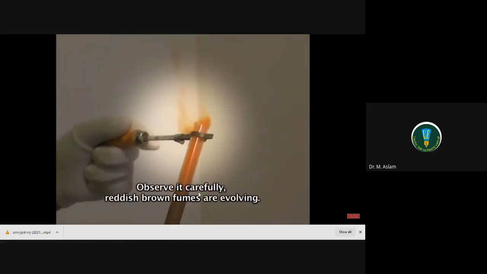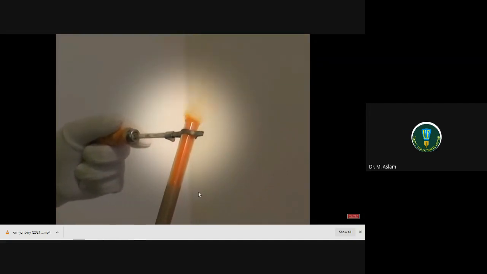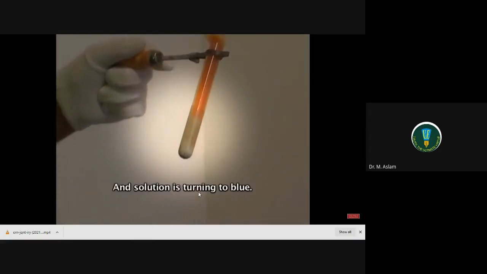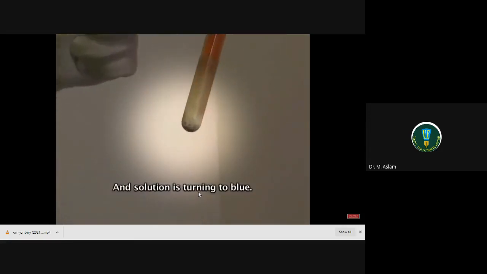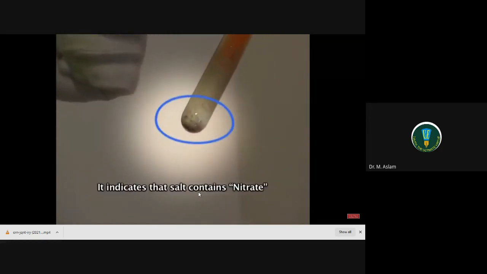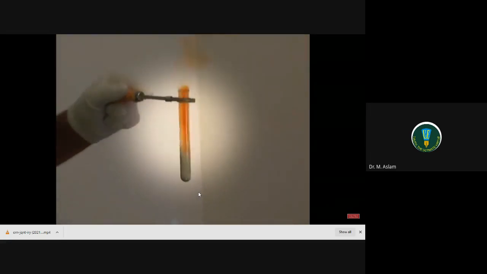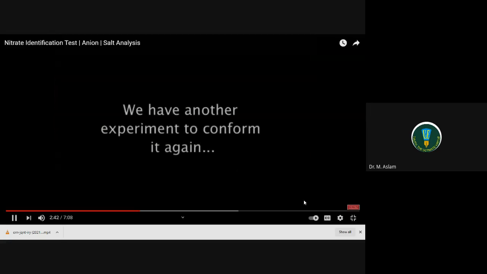Observe it carefully. Reddish brown fumes are evolving, and the solution is turning blue. It indicates that the salt contains nitrate. We have another experiment to confirm it again, that is the brown ring test.